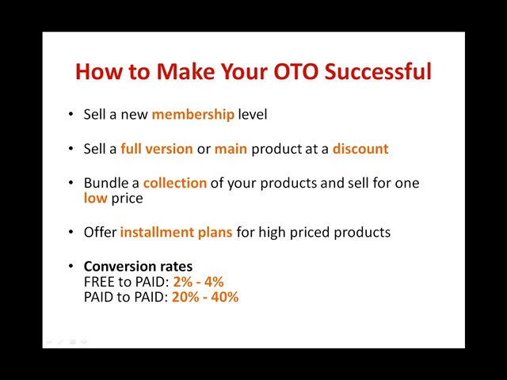Here are some ideas to make your OTO successful. You can sell a new membership level. You can also sell a full version or main product at a discount, because if he passes up this offer, he'll have to pay retail again if he chooses to buy next time. You can bundle a collection of your best-selling products and sell them for one low price, so your customer will save big time.